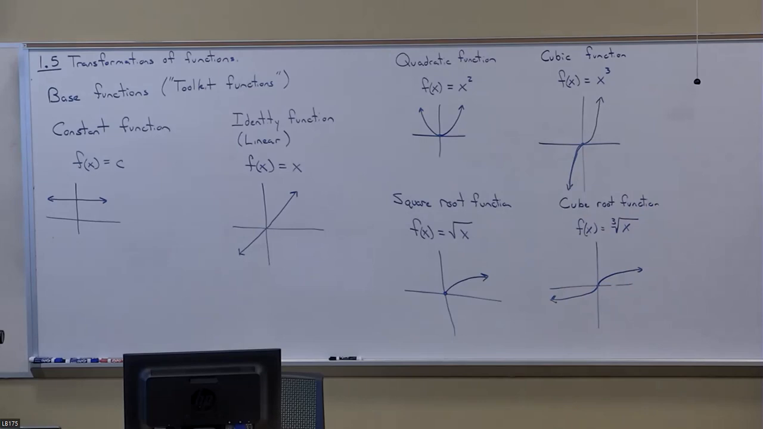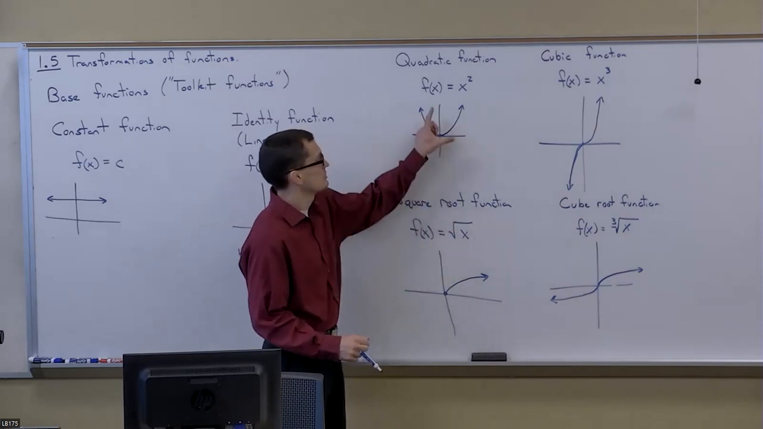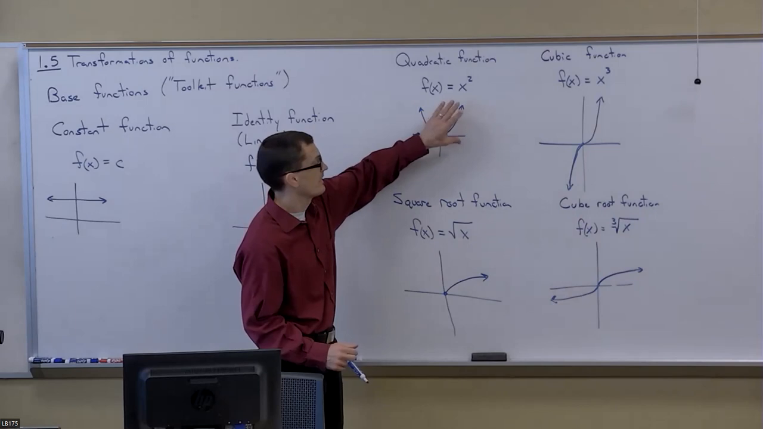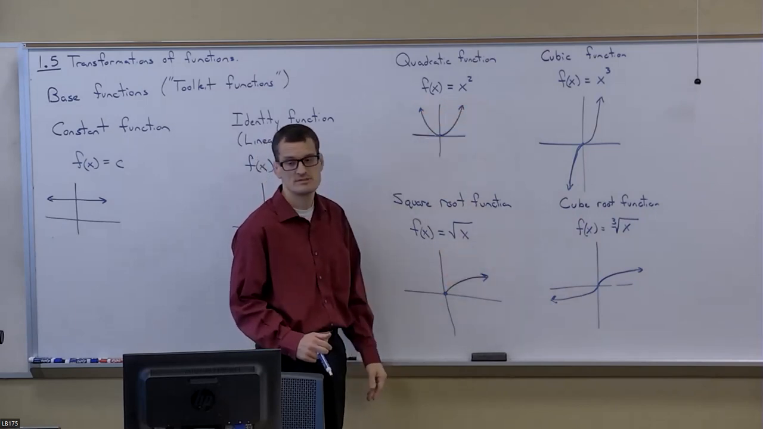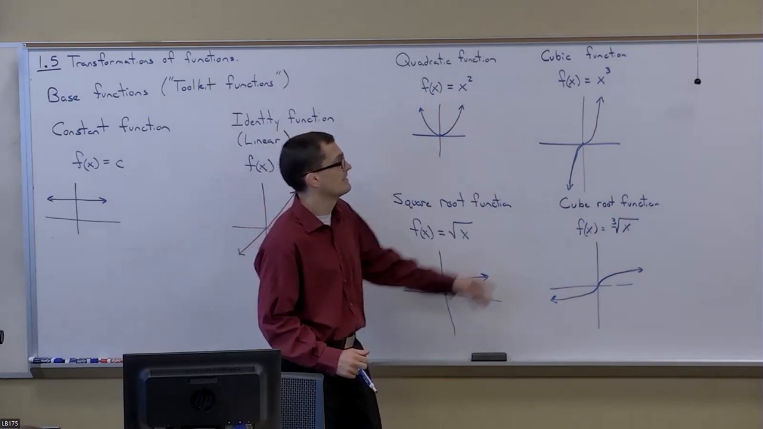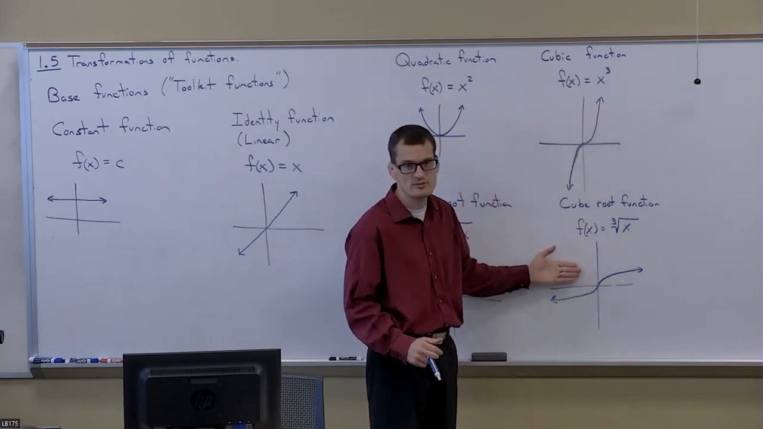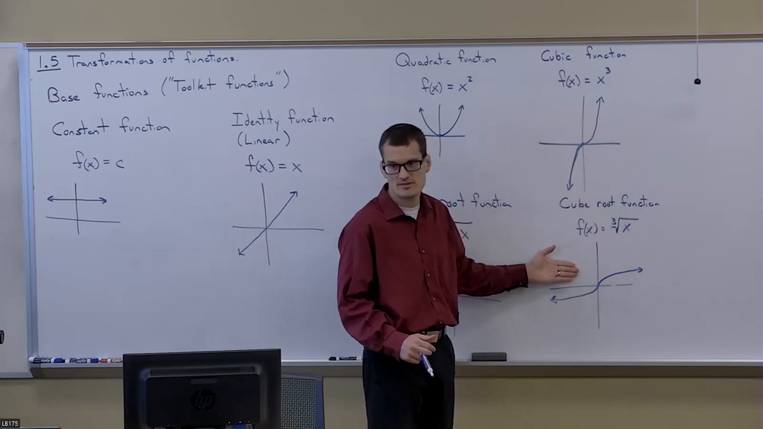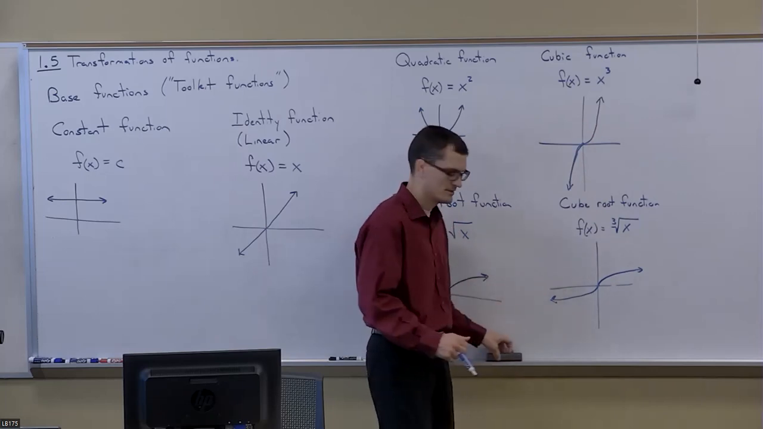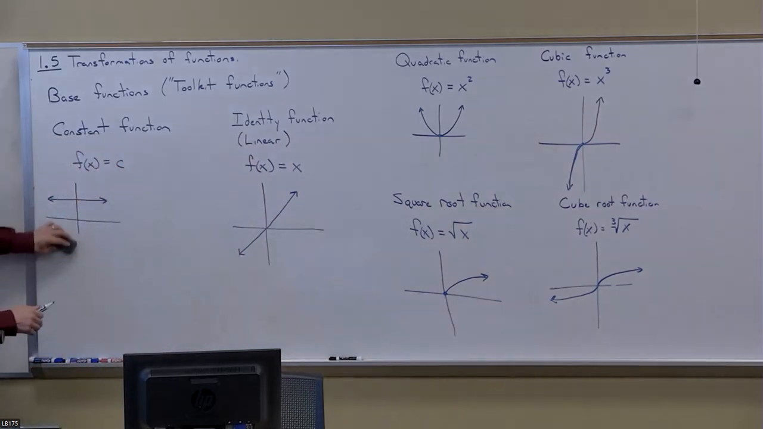Now, the reason I wrote the square root function right underneath the quadratic function is because there is a link between them, right? This shape here looks like that shape if I rotated it 90 degrees, or flipped the x and y values, all right? And same thing, if I took this shape and flipped the x and y values around, it would look like this, okay? So that's why I wrote them where I wrote them.